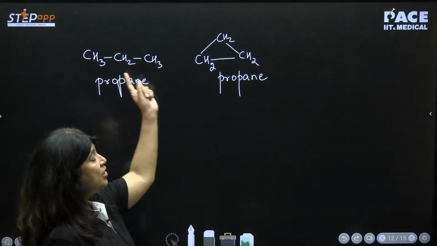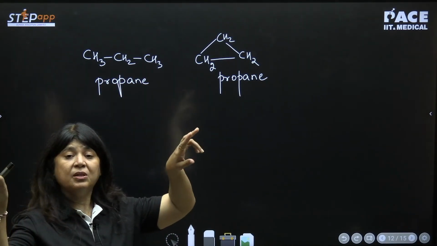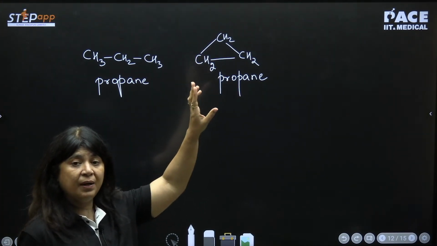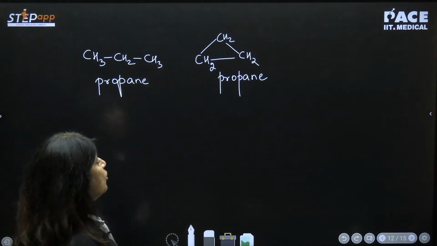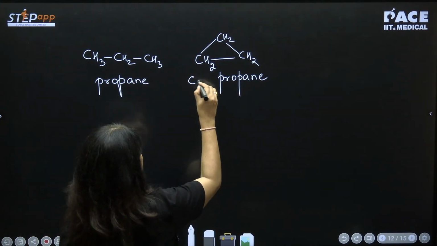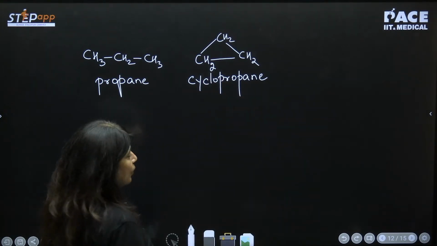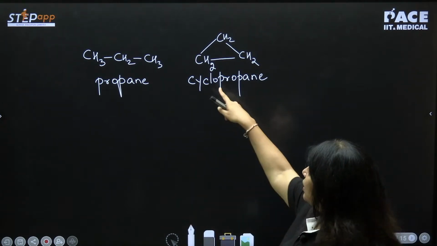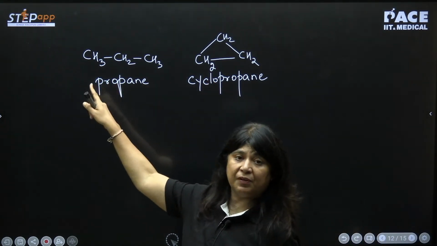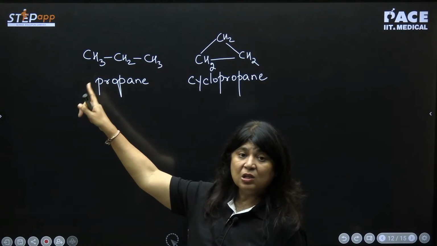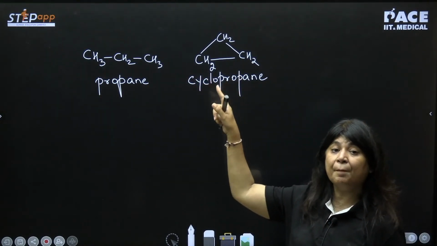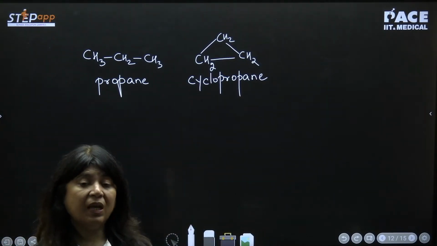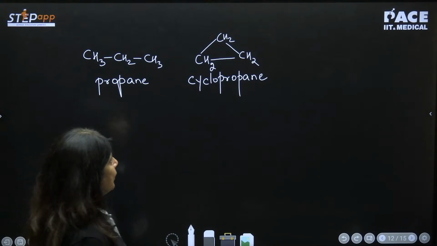This has an open chain of carbon atoms where the two ends of the carbon chain are free. But this has a ring of 3 carbon atoms. So for such a compound, I am going to use the primary prefix, that is cyclo. Okay. So the name of this compound is cyclopropane. This compound doesn't need a primary prefix because it is not cyclic. So a primary prefix will be used only when the compound is cyclic. So the primary prefix to be used here is cyclo, and the name of the organic compound is cyclopropane.